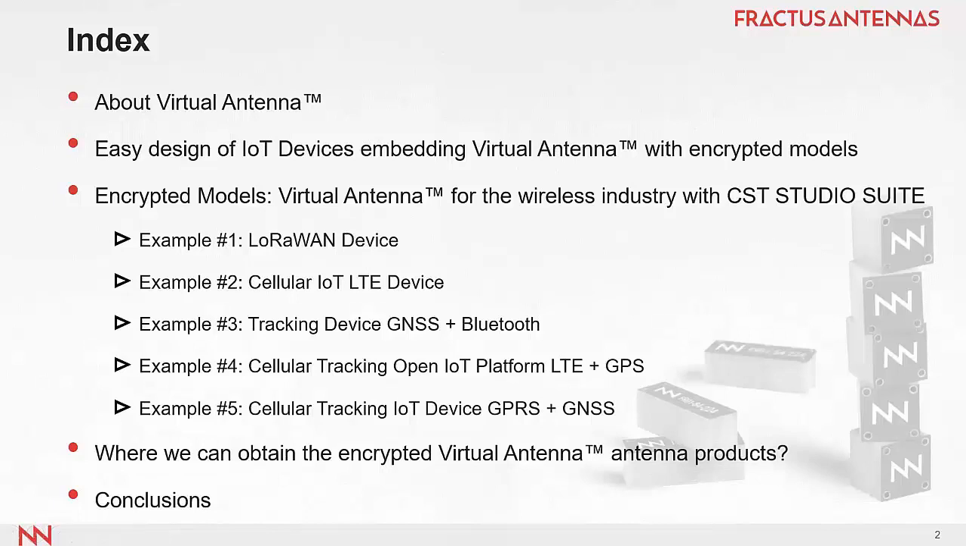How easy is it to design IoT devices embedding virtual antenna with encrypted models that are available for CST Studio Suite. And we are going to use some examples to show how easy that is. We are going to see some LoRaWAN devices, which is a single band. We are going to do a more challenging case, which is for multi-band LTE. Then we will move to a tracking device combining GNSS and Bluetooth. And finally, with examples 4 and 5, we are going to see cellular tracking devices with a combination of LTE and GPS, as well as GPRS and GNSS.